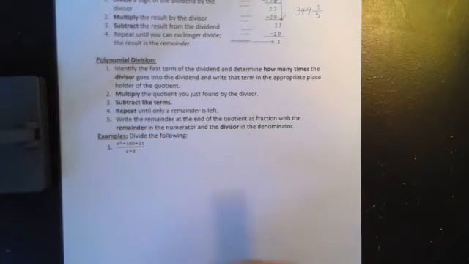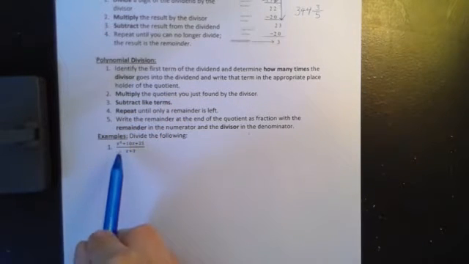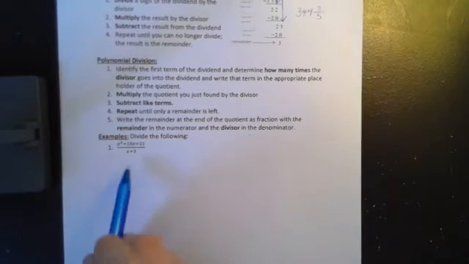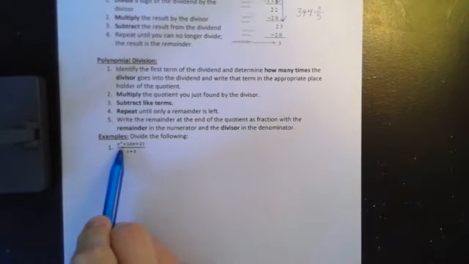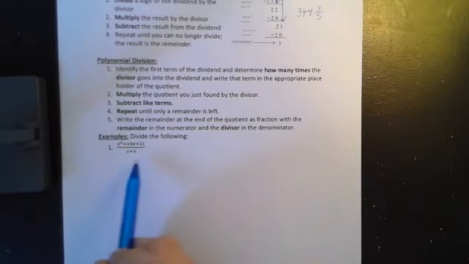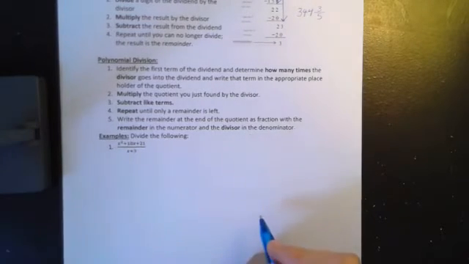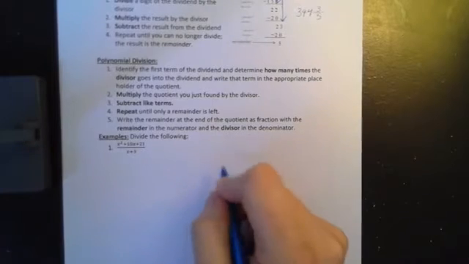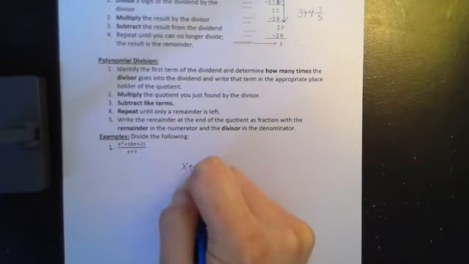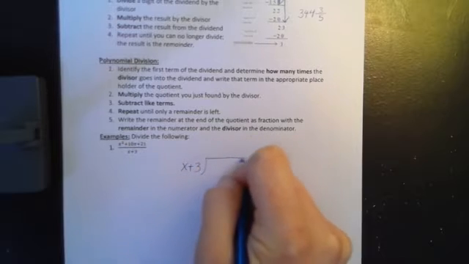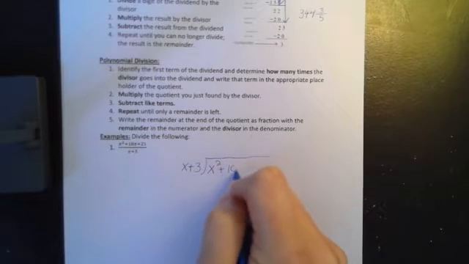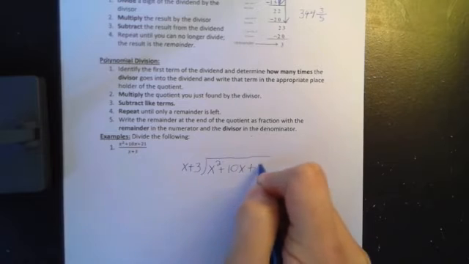So what I mean is the first term of the dividend is an x squared. Then we want to figure out how many times x plus 3 goes into x squared. The question you're really asking yourself is, what do you multiply x by to get x squared? So let's write out our division problem here. We have x plus 3 as our divisor. Our dividend is x squared plus 10x plus 21.